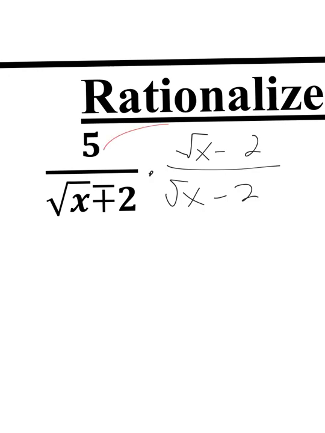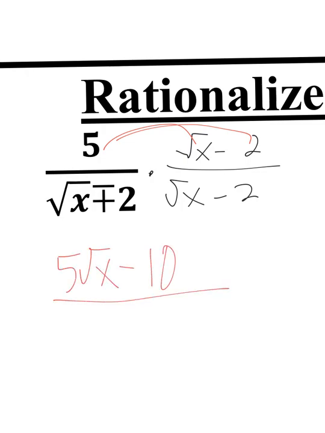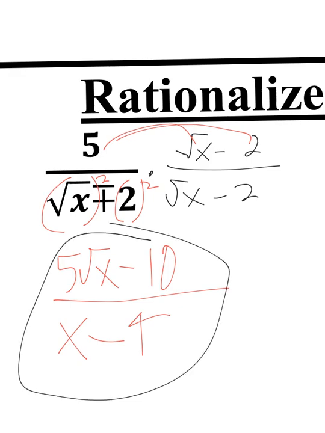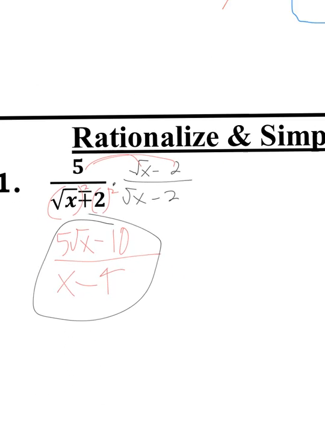On the top you'll have to distribute, so that'll be 5 square root x minus 10. And then the bottom, remember, you're practically just squaring each term. It's the difference of squares pattern. So the square root of x squared is x, and then 2 squared is 4, and then you just put a minus in the middle, and that's the final answer. That's all there is to it.